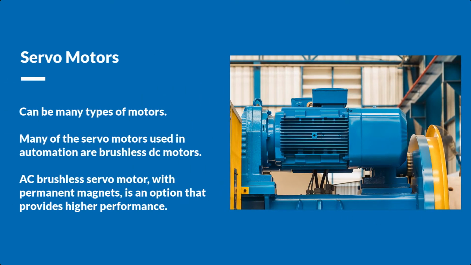A servo motor can be many types of motors. Many are DC motors, and brushed DC versions are the simplest of servo motors. However, many of the servo motors used in automation are brushless DC motors. The AC brushless servo motor with permanent magnets is another option that provides higher performance.